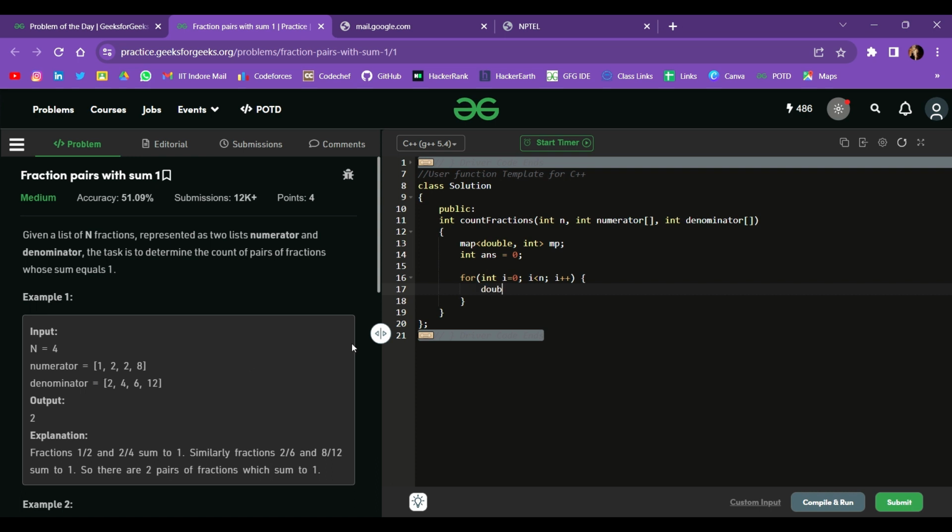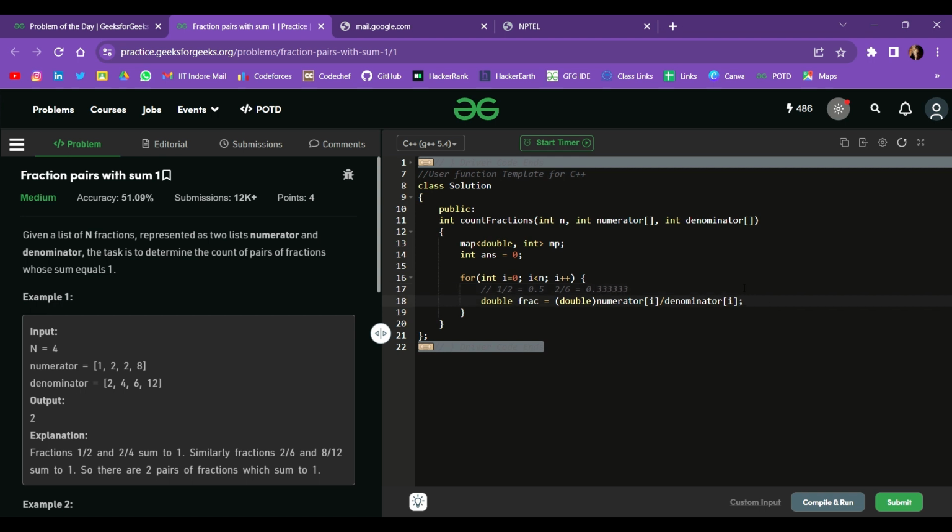we'll calculate the fraction, say fraction, then I'll typecast it because the arrays are int type, and numerator i divided by denominator i. Let me also keep on writing the dry run. So 1 divided by 2 becomes 0.5, and also 2 divided by 6 becomes 0.3333.